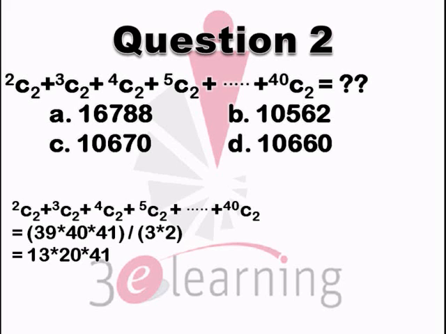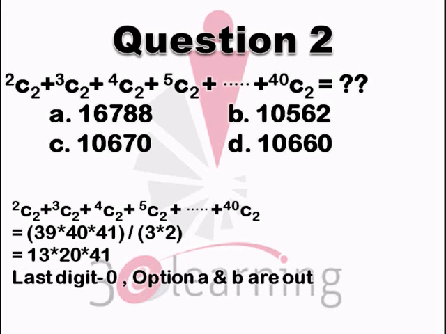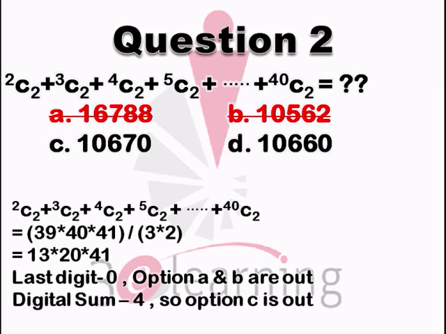Again I am going to use the same concept, the last digit, which is nothing but 0. So we can say options A and B are out. Then I am going to use the digital sum. The 13 is 4, 20 is 2, 41 is 5. If we multiply 4 into 2 into 5, it becomes 40. So again the digital sum of 40 is 4. If we check the digital sum of option C, which is 1 plus 6 plus 7, that becomes 14, which again becomes 5. So option C is out because we are looking for digital sum 4. So our option is option D.